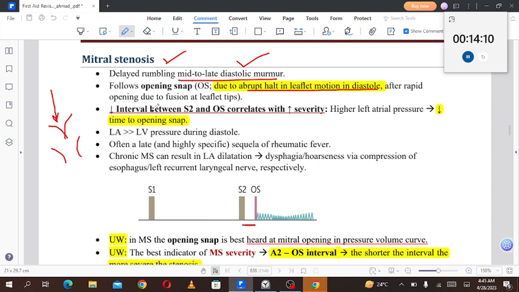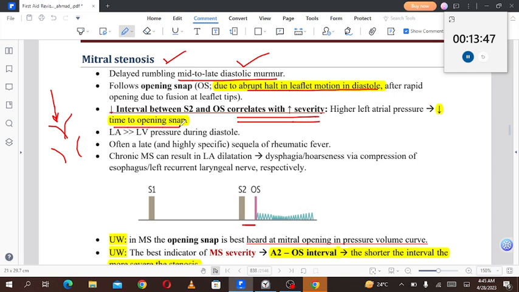Fusion at the leaflet tips: the tips are fused together, and when they open, there is an opening snap that is heard due to the abrupt halt in the leaflet motion at diastole. A decreased interval between S2 and the opening snap correlates with increased severity. Higher left atrial pressure decreases the time to opening snap.